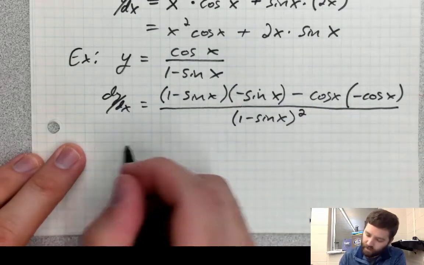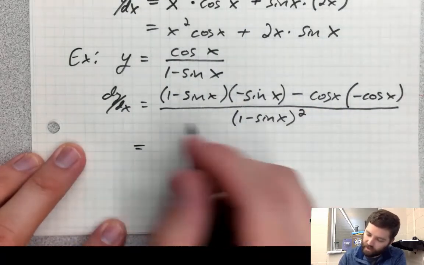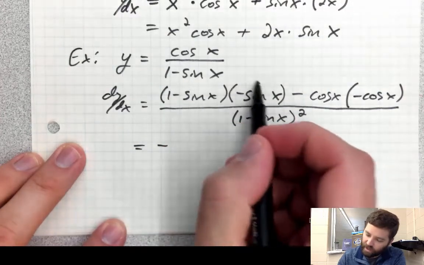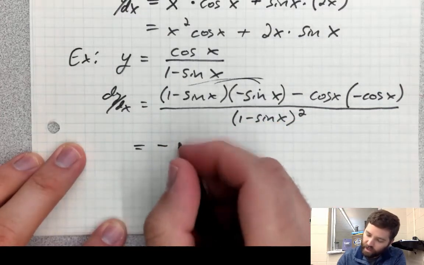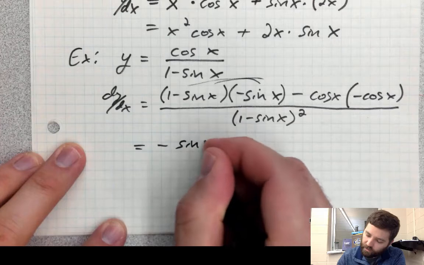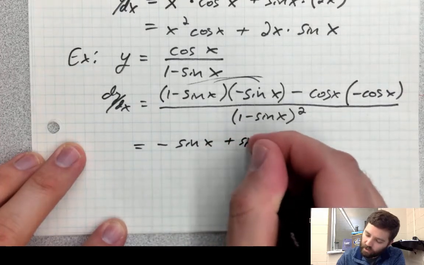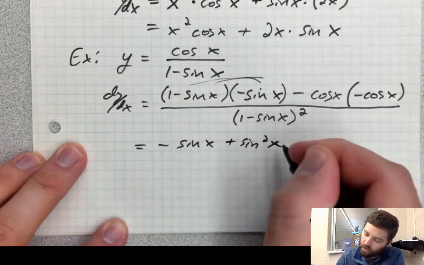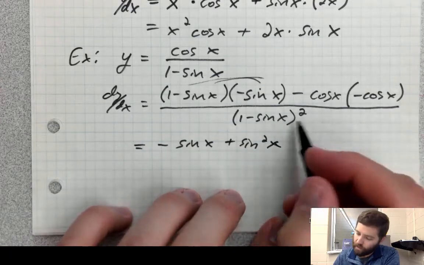Clean up. So what I end up with here is negative, as I distribute this negative sign out here and here, I get negative sine of x plus sine squared plus cosine squared.